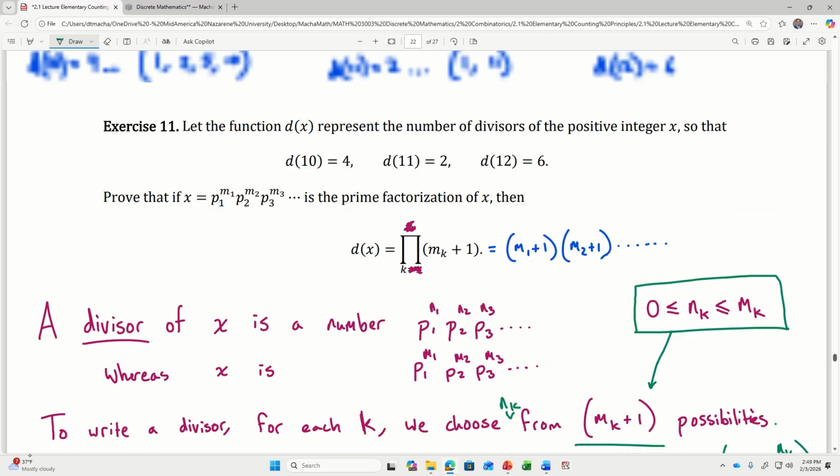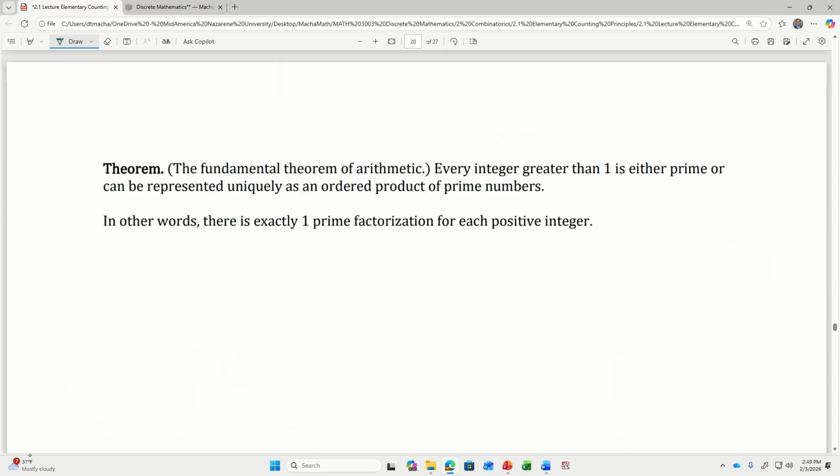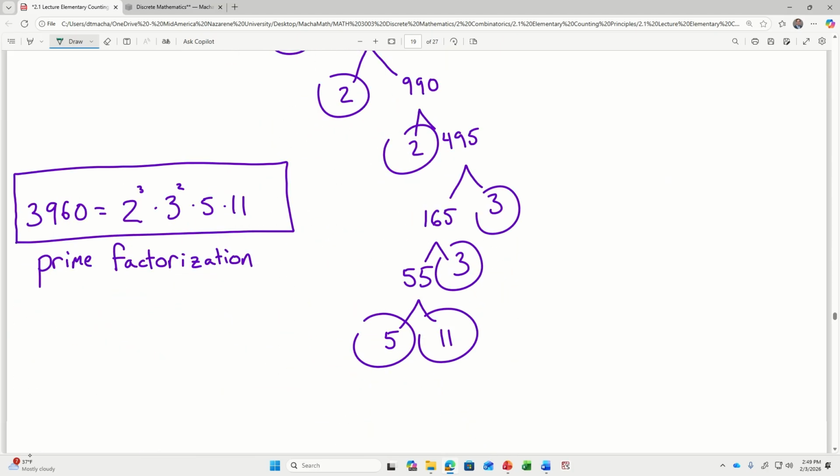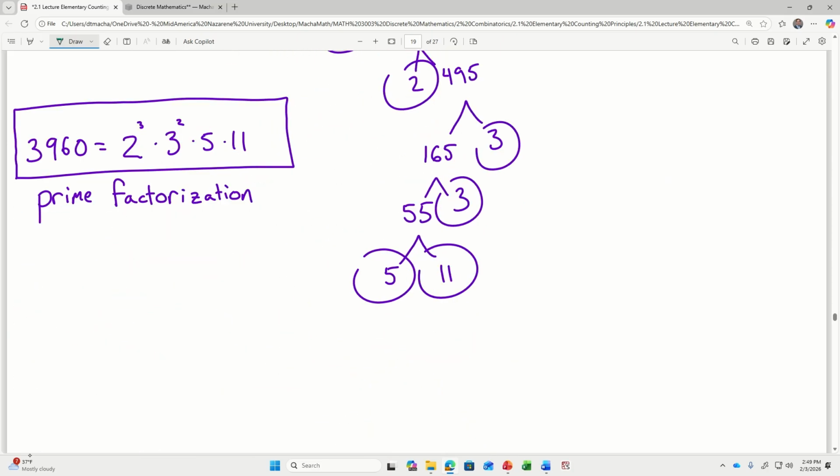Let's try using this. This is my prime factorization of the number 3,960. So how many divisors does the number 3,960 have? More than 4. Wait. Oh. 38.